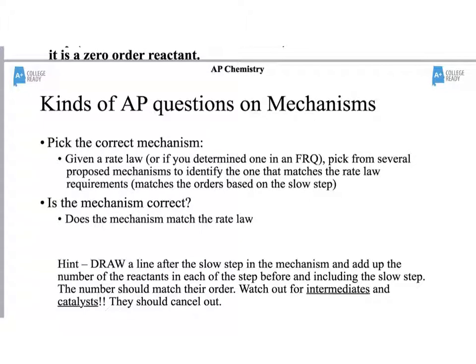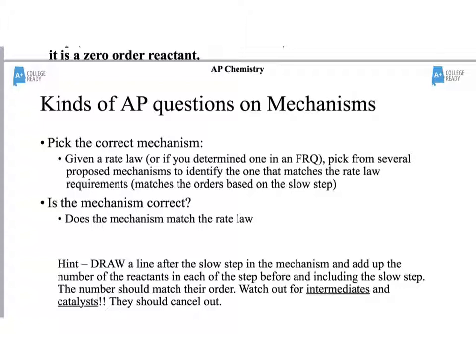So what kind of questions are you going to see on mechanisms? They're either going to give you a rate law and a series of mechanisms and ask you to pick which one is the correct mechanism, or they're going to give you a mechanism and say, is this mechanism correct? Does it match the rate law?